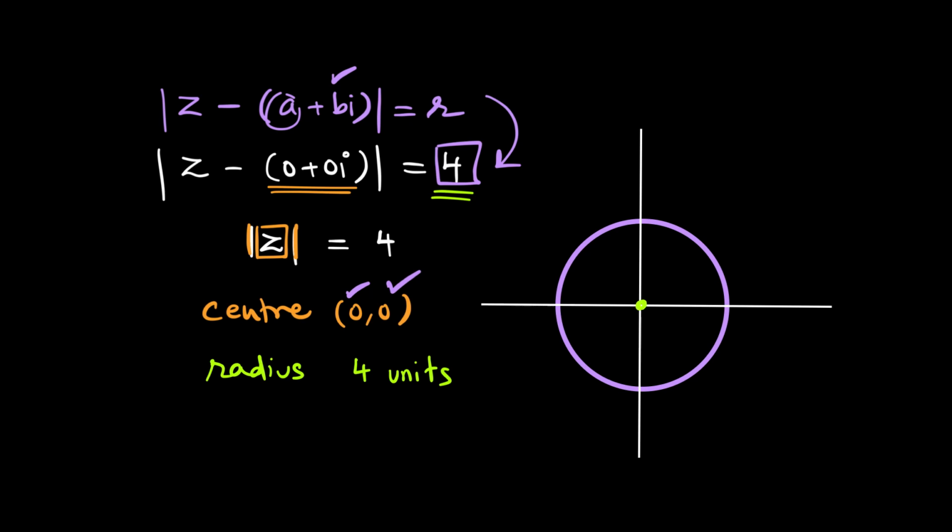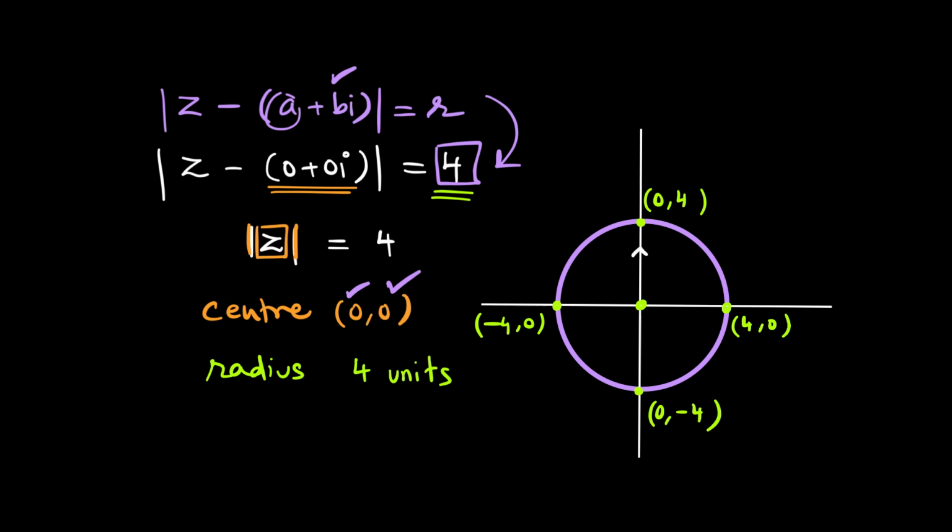We know that the center is (0, 0). We can label this particular point, which will be (4, 0). This particular point would be (0, 4). This particular point would be (-4, 0). And this particular point is (0, -4). Now, how do I get these points? We know that the radius is 4 units.